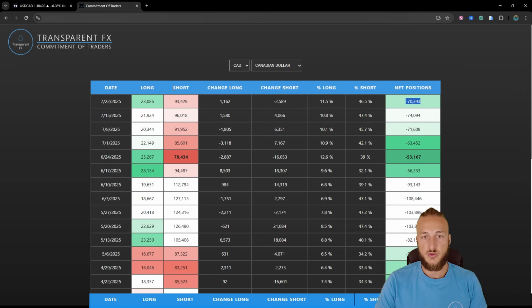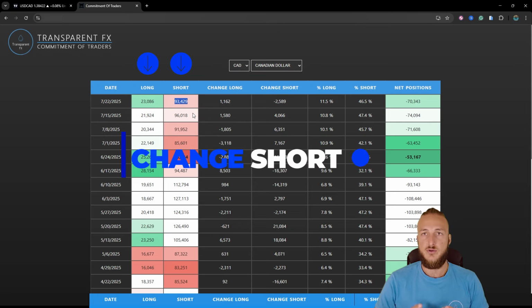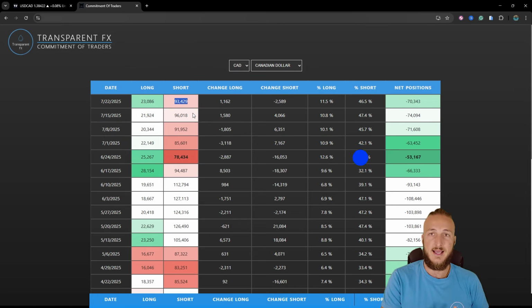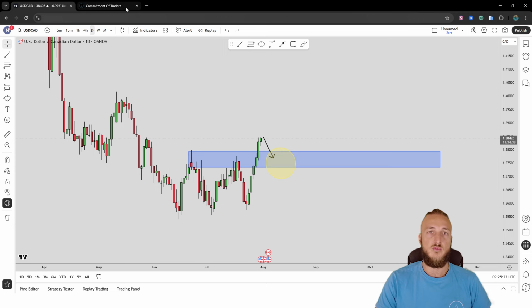We can see how shorts from an institutional perspective on the CAD went from 78k up to 93k. So institutions have increased their shorts on the CAD, meaning that, as I just explained, by shorting the CAD, they are longing USDCAD, because all currencies on the spot are traded against the USD. So let's keep all of this in mind and move back to the chart.